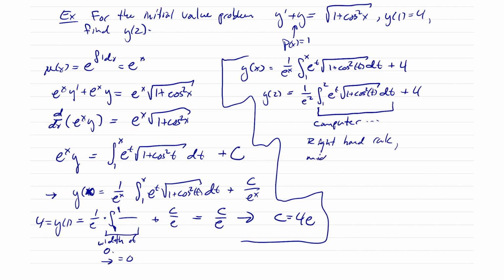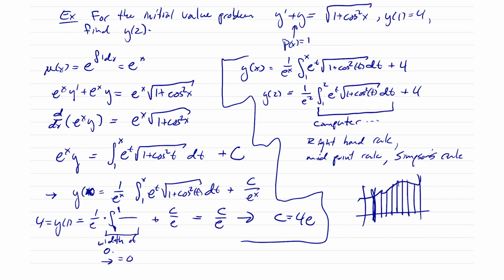Could be the midpoint rule, Simpson's rule, etc. But basically, we have some sort of integral that we're trying to compute, and so we're going to chop this up in a whole bunch of little pieces, and we're going to get an estimate on what that should be. And that'll give us some rough estimate of whatever y of 2 should be.